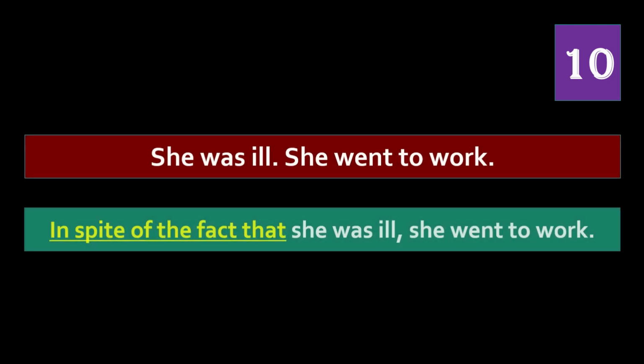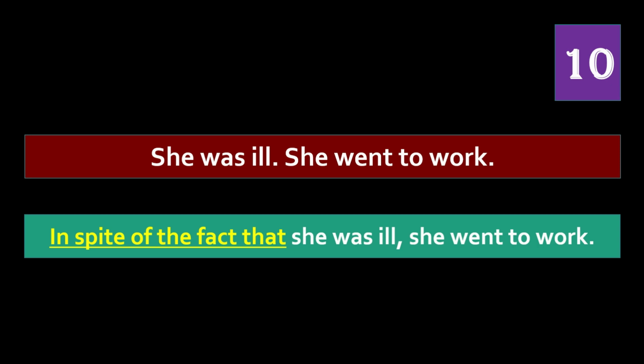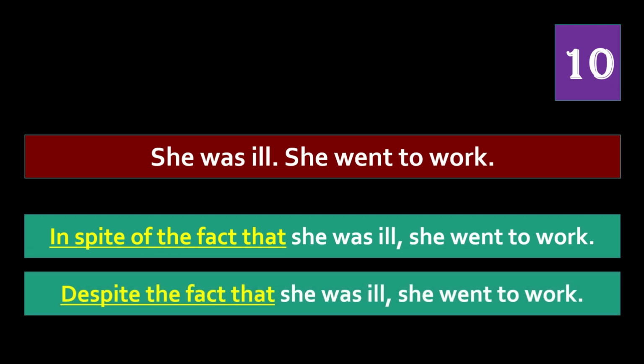She was ill. She went to work. See this. In spite of the fact that she was ill, comma, she went to work. We haven't made any changes at all. We removed the full stop and we put the sentences together after separating them with a comma. Of course, we have a full stop at the end. Okay. Look at despite. Same. Despite the fact that she was ill, she went to work.